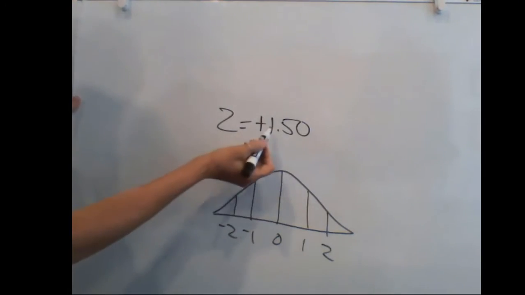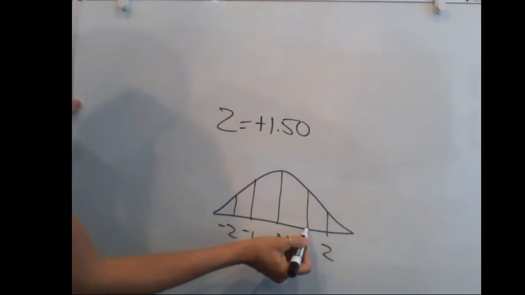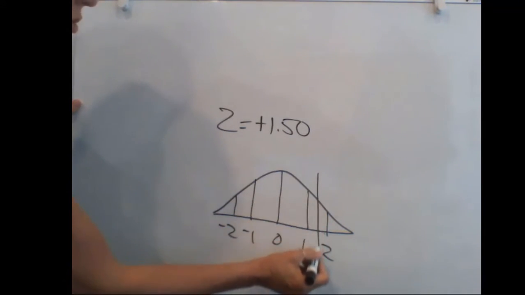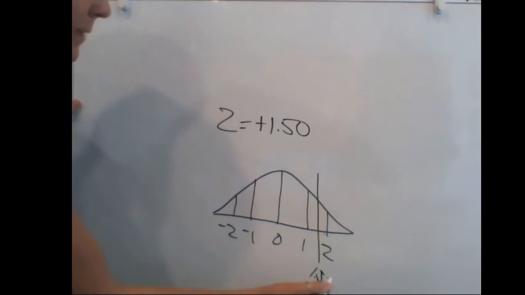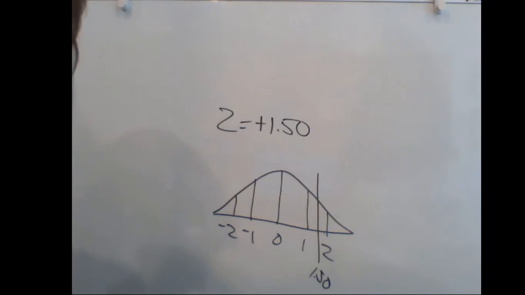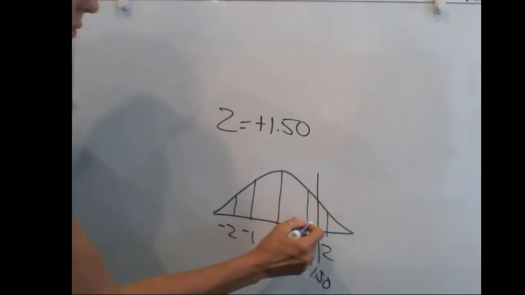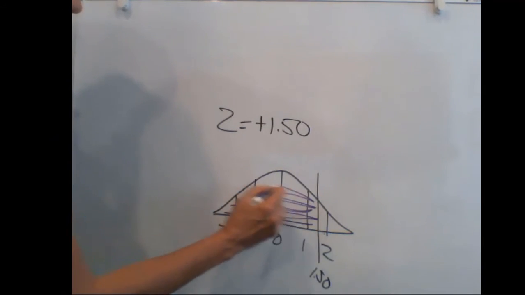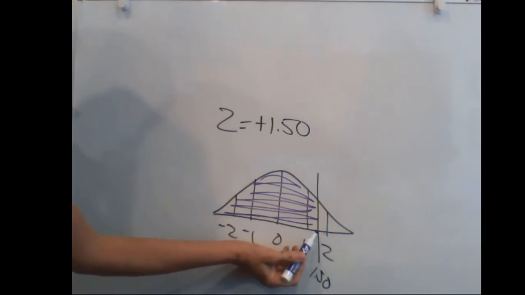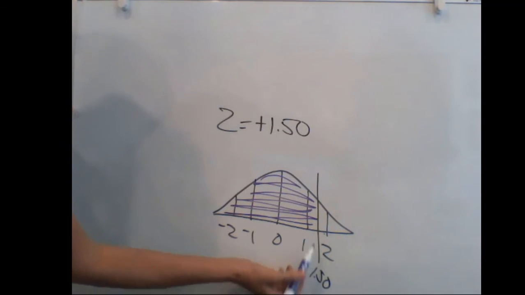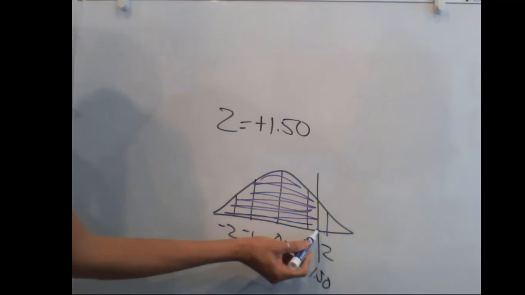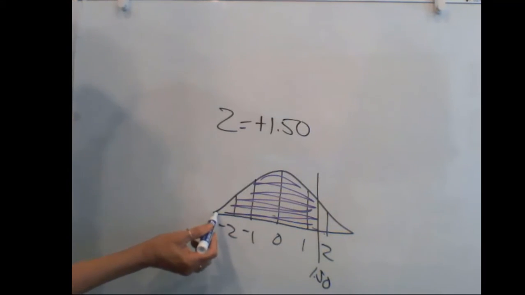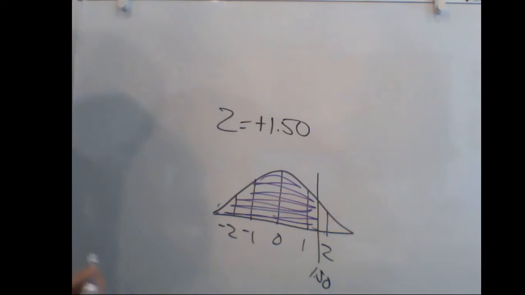I can locate my z-score of positive 1.50 somewhere between a z-score of 1 and 2. And what were we being asked again? We were being asked to find all of the scores that were less than this z-score. So I'm going to draw this area in here. And we are looking for all scores less than a positive 1.50 z-score. We're going from a z-score, we're crossing the mean, and we're going to the tail. So let's take a look and see what column we're going to use on the unit normal table.